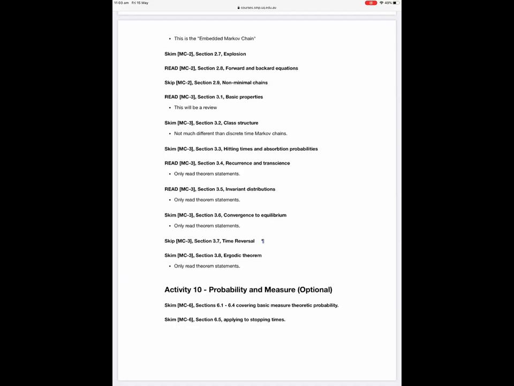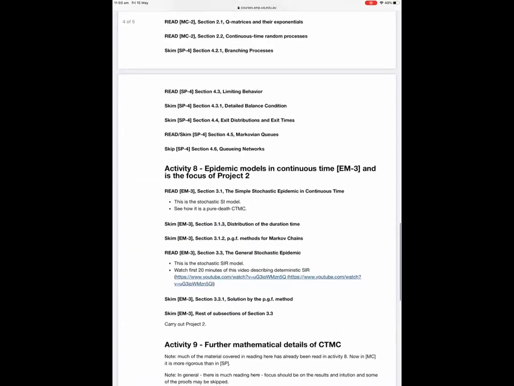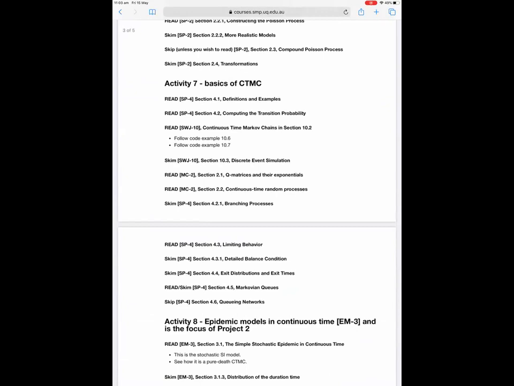In some of the tutorials last Friday, you had a problem about the Borel-Cantelli lemma, and that was actually a mix-up in communication between me and the tutors. But that's not bad, so we'll speak about Borel-Cantelli when we speak about activity 10. Okay, so we're back to activity 7, basics of CTMC.